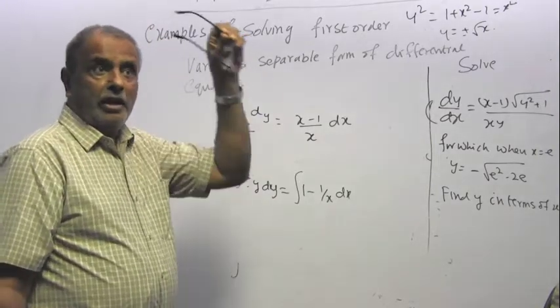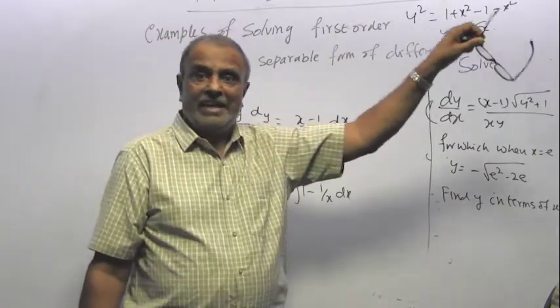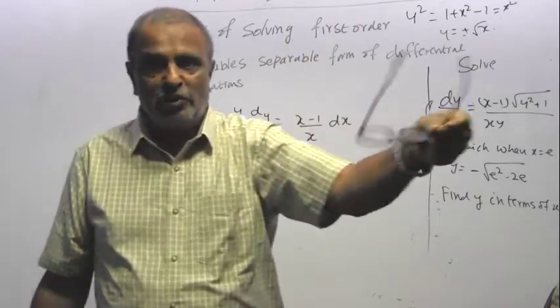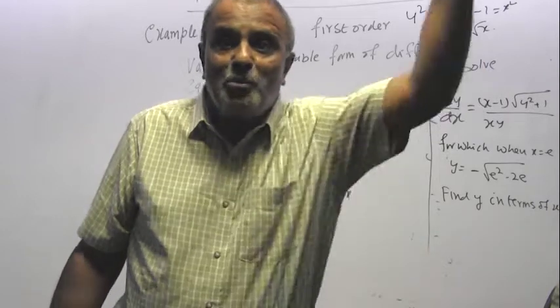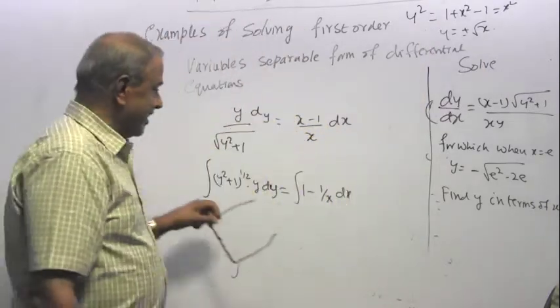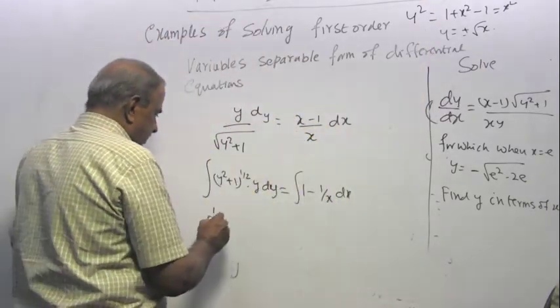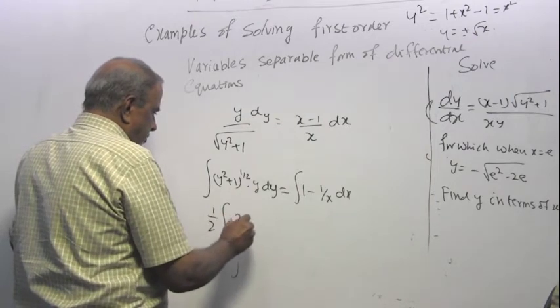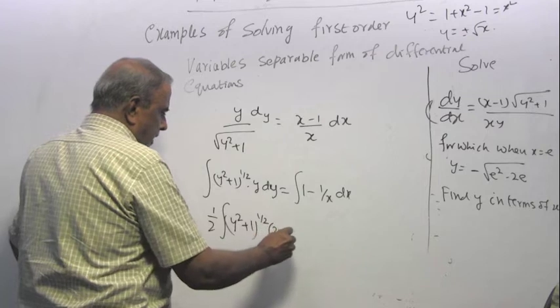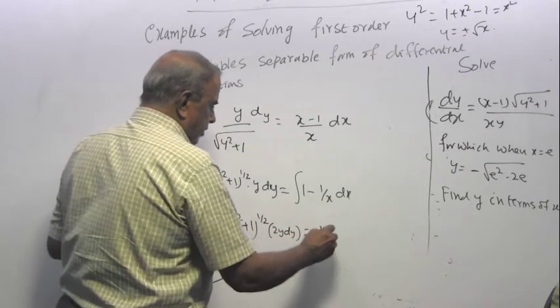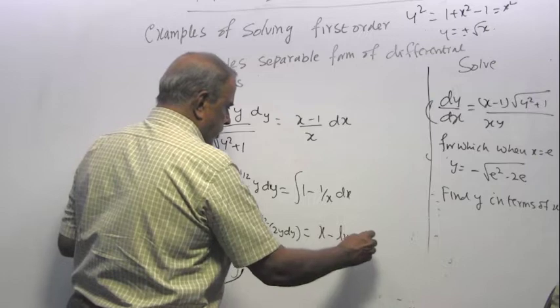So the second look, I always start with, can I integrate directly? No. Can I use substitution? No. Can I use this? No. Can I use that? No. Yes. Somewhere it will be a yes. So here it's a yes. So can I write this as half integral (y squared plus 1) power half times 2y dy is equal to x minus ln x plus c.